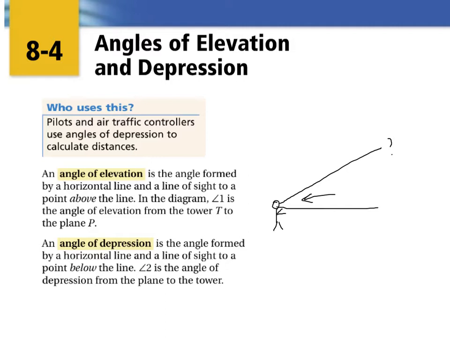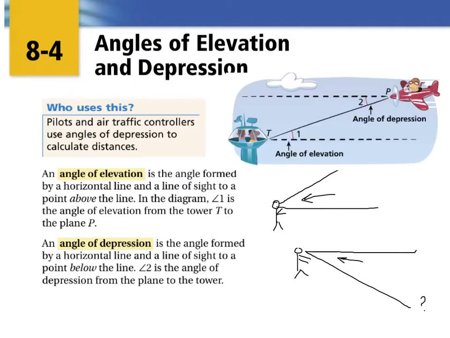The angle of depression is the angle formed by a horizontal line and a line of sight below to an object. So here's someone looking down. This is called the angle of depression. So here would be the diagram that would show that. A horizontal line looking upward. Here's angle 1, which shows an angle of elevation. A plane with the horizontal line looking downward, this would be the angle of depression.